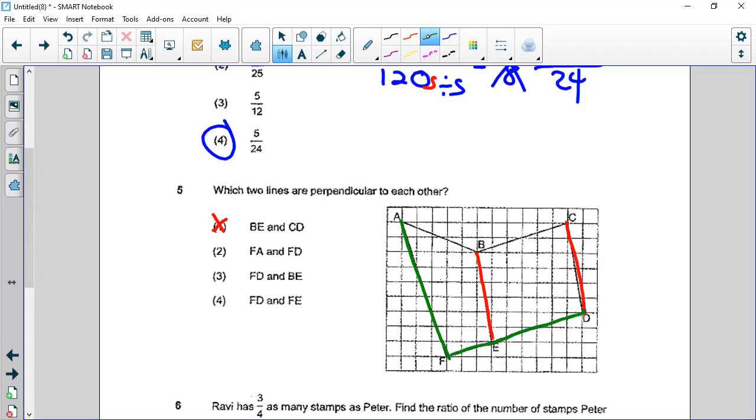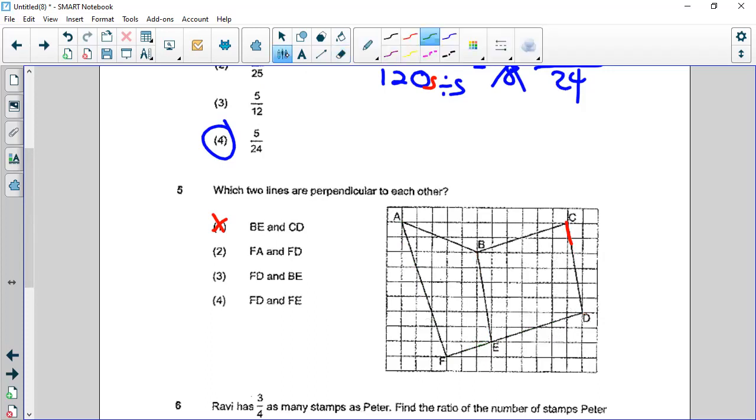It seems like they are perpendicular, but can you prove it? All right, it looks like they are perpendicular, but can you prove it? You need to use squares to prove it. Okay, I'm going to erase the green color lines. Okay, and this is how we prove it. So we are going to prove whether number 2 is perpendicular.